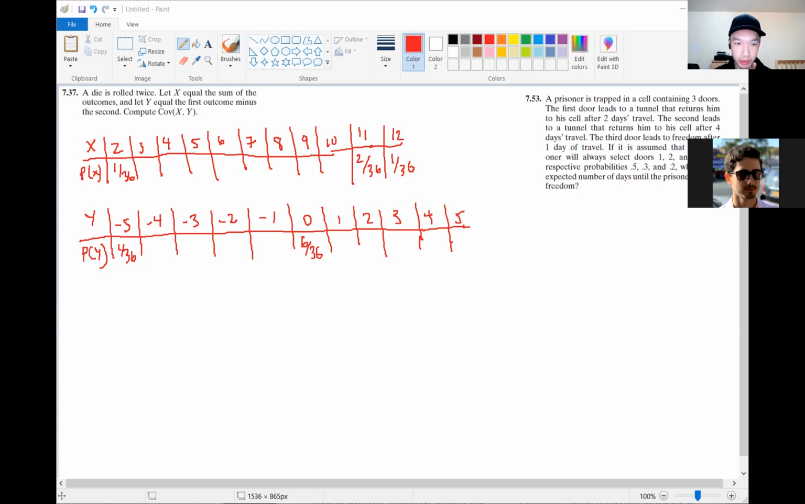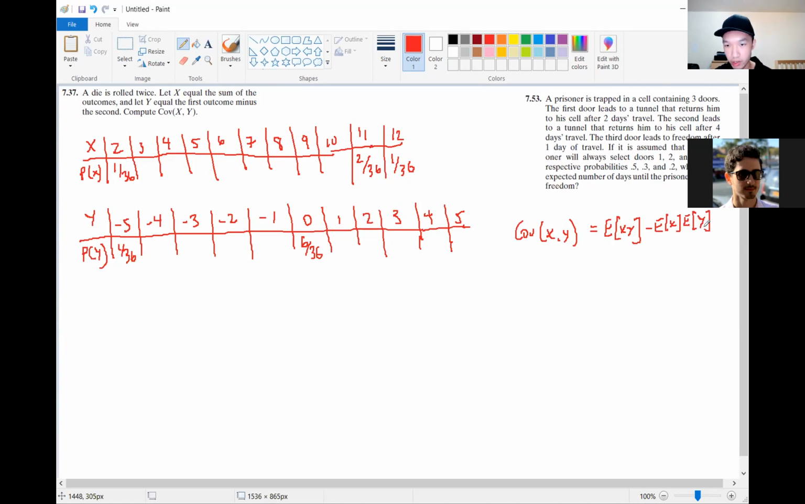Let's see, properties of expectation, covariance and correlation. Okay, so it was the following: expected value of x times y minus e of x times e of y. So let me write that down. Covariance of x, y equals expected value of x times y minus e of x times e of y.